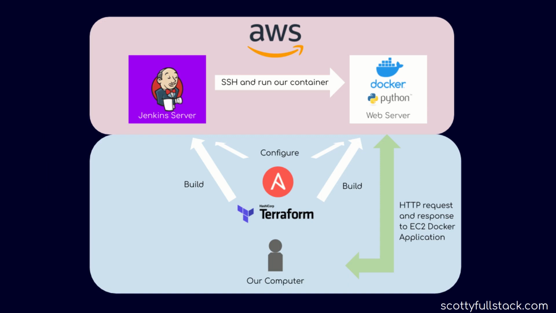Here's the project that we're going to build. On the bottom, in the blue section, is going to be our computer. It's us, our local machine here at home. We're going to be using these technologies just as the job description asks for. Terraform is going to be used to build a Jenkins server and a web server, again in AWS. Then we're going to use Ansible to automatically configure both of those servers to have everything installed that we want them to utilize.